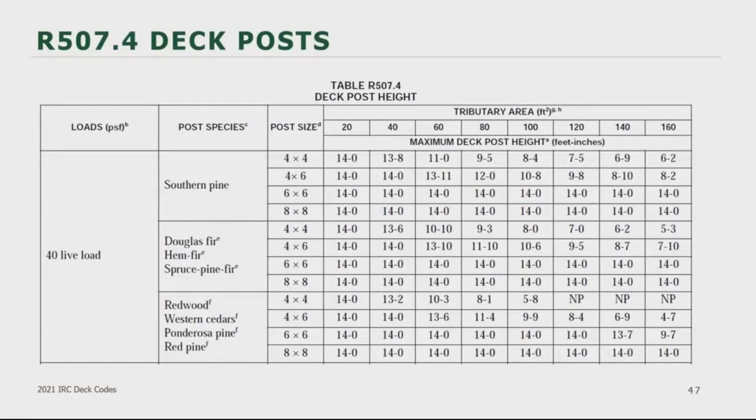The table provides for a maximum post height based on the loading, species of the wood, size of the post, and the tributary area. Just like the footing table, you can interpolate between two values on the table, but you cannot extrapolate beyond the table. You may notice that the 5 square feet of tributary area that was added for footing sizes was not included in this table, so any post with a tributary area of less than 20 square feet would have to use the values provided at the 20 square foot column.